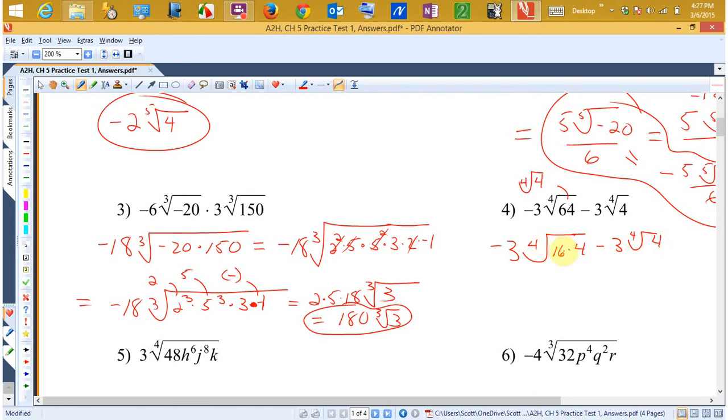Well, the fourth root of 16 is 2, so this is coming out as a 2. That's going to give me a negative 6 times the fourth root of 4, minus 3 times the fourth root of 4. So I have a negative 6 and a negative 3. That's going to be equal to a negative 9 times the fourth root of 4.